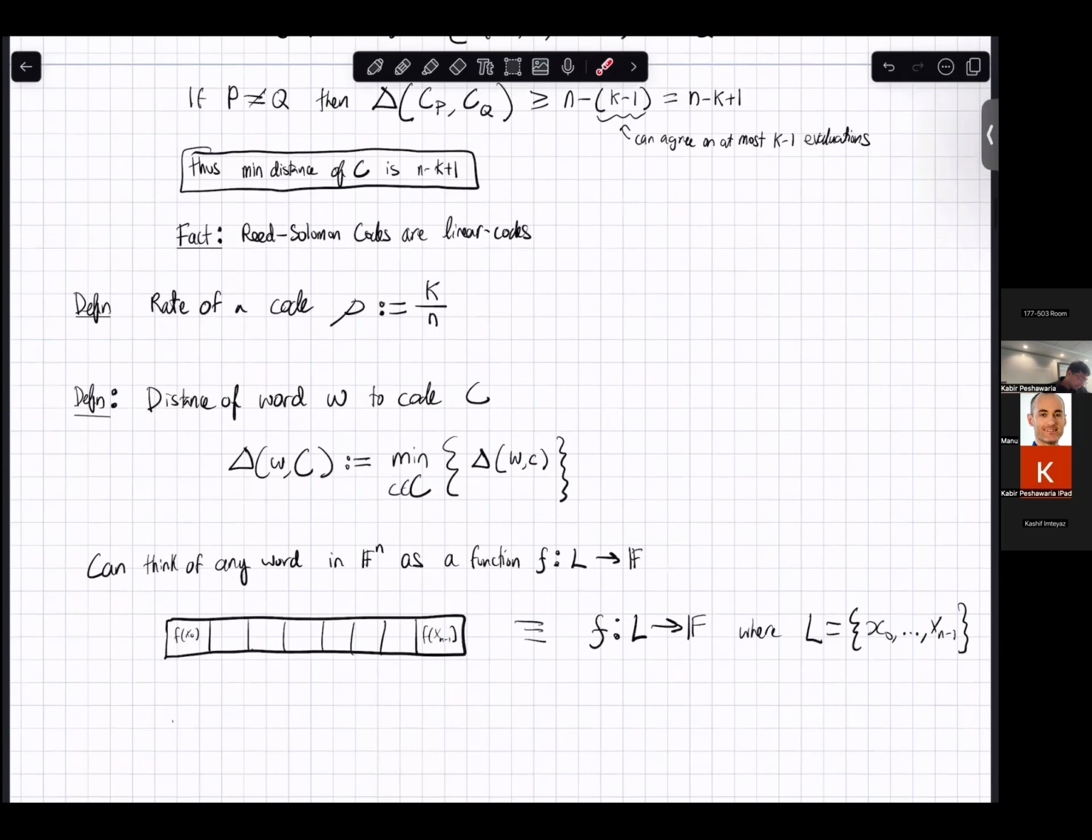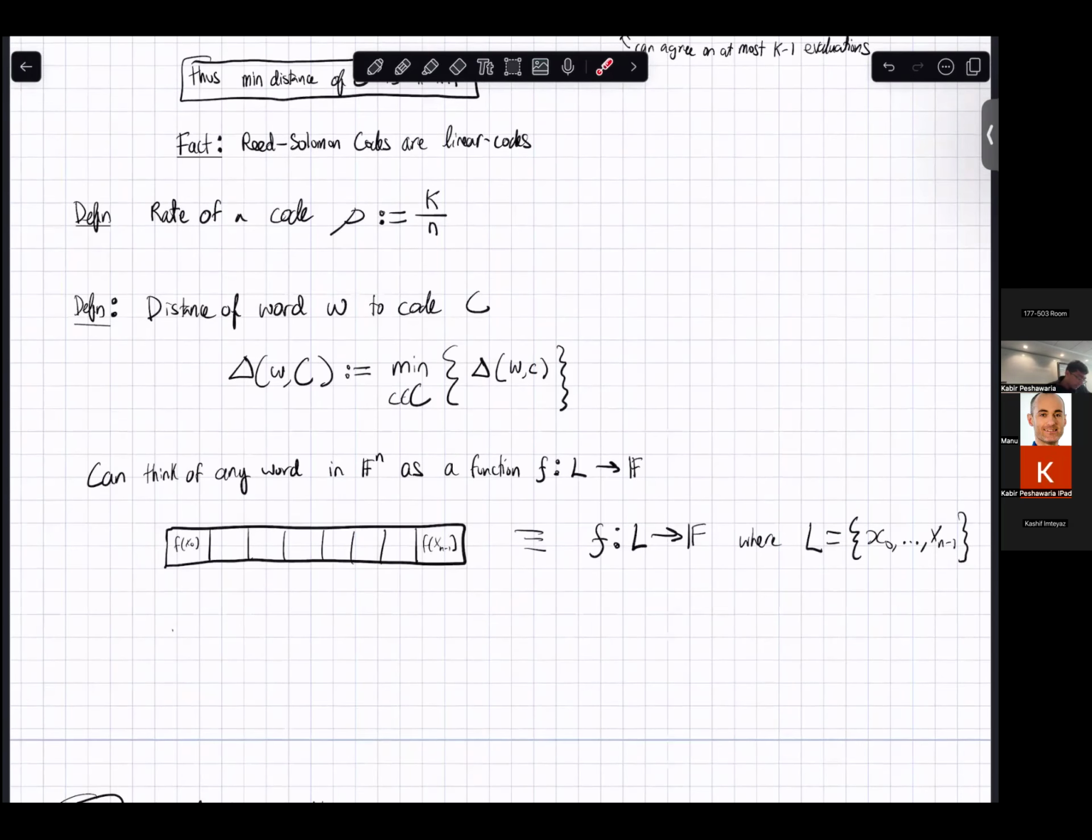Okay. Final comment I want to make in this background section is that we can think of any word in F to the n as a function from L to F. There's this one-to-one correspondence between a vector of evaluations and a function that maps some domain to a field element. You can think about indexing each of these things in the vector with some element in the domain. Hopefully that's clear. Cool, that's the background. Does anyone have any questions? If not, we can get into the good stuff.